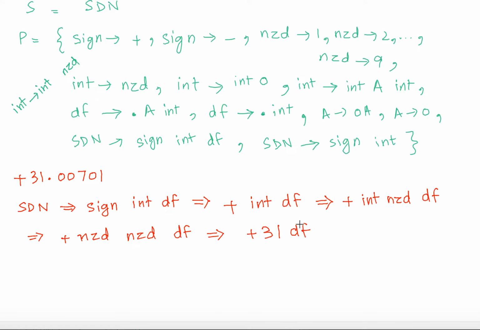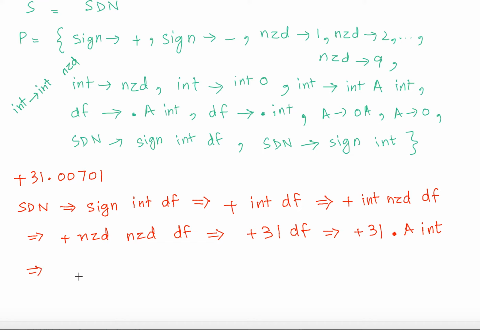Now for the decimal fraction, what do I have to use? Remember, I need two zeros at the start. So I will use plus 31, and this rule, 0a integer. Interesting. Okay, so now a can be replaced by 0a or 0. I want two zeros, so I will use 0a here.